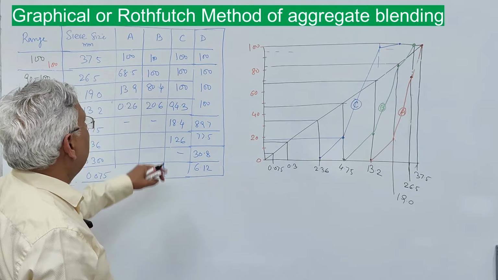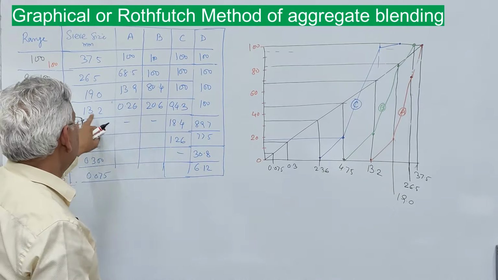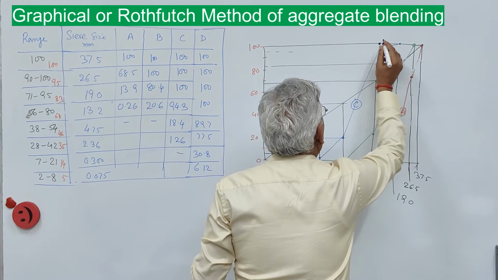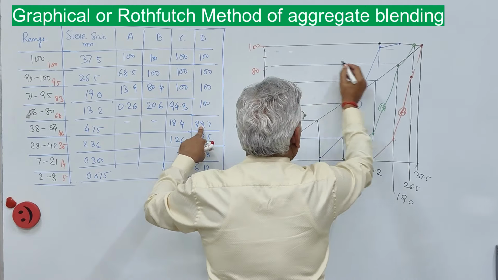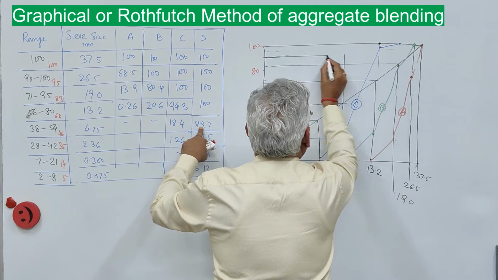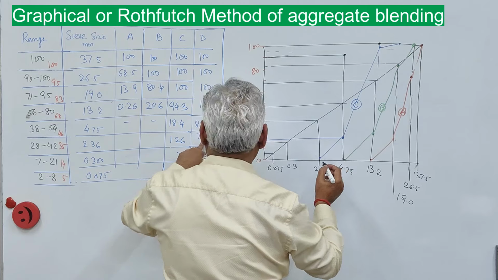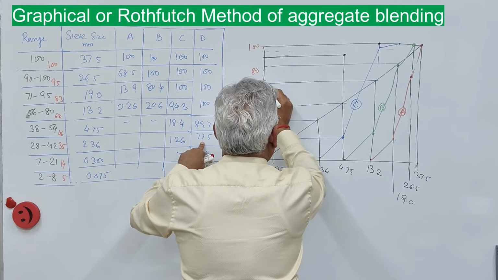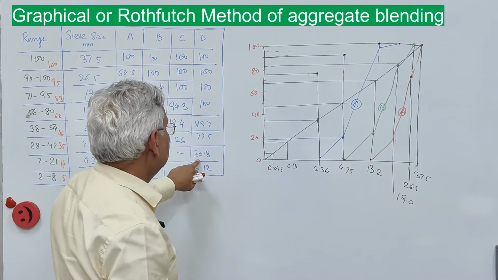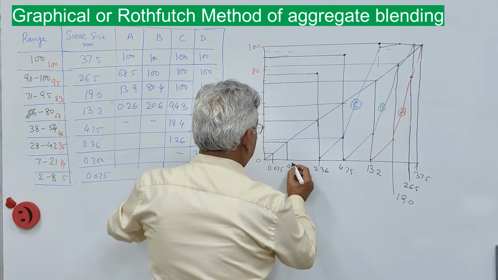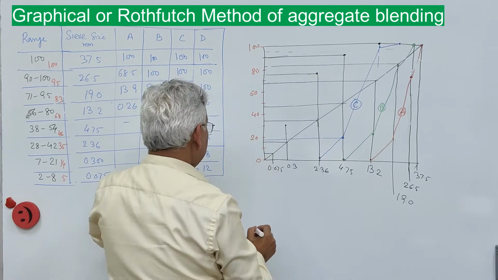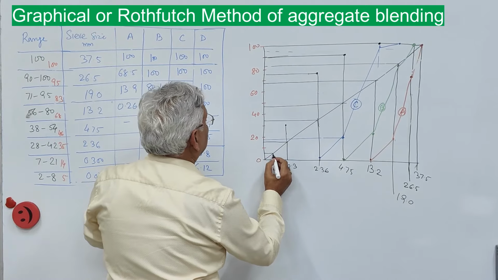And finally, the dust D: 100% passing 13.2, so this will start from here. Then 89.7, let us say 90, corresponding to this size. Here is 90. Then 77.5, so this is 77.5. And then 30.8, that is your 30.8. And 6.12, 6.12 here.